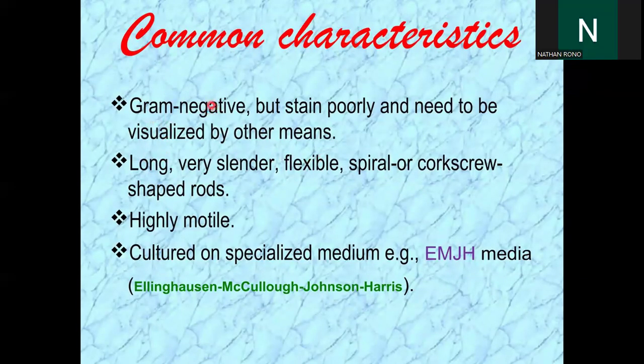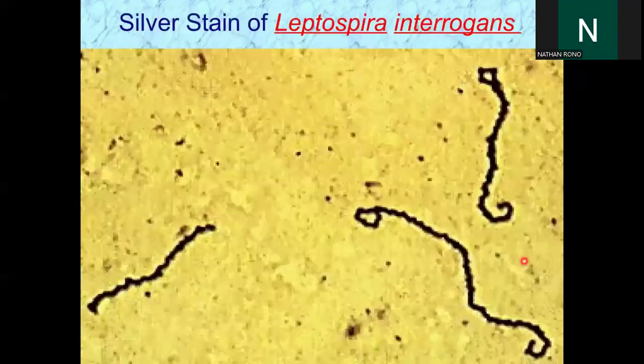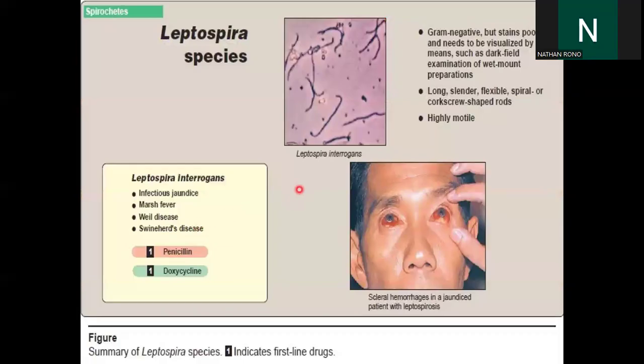Now, remember, gram-negative but poorly stained, long, very slender, flexible, spiral or corkscrew-shaped rods, highly motile, cultured on specialized media, EMJH, though this is very low yield, but that's just good to know. Then on Sievers stain, you can appreciate the corkscrew appearance of this bacteria. Now, I want to explain Leptospira. Now, for Leptospira, what I want you to know is, number 1, how do we get leptospirosis?